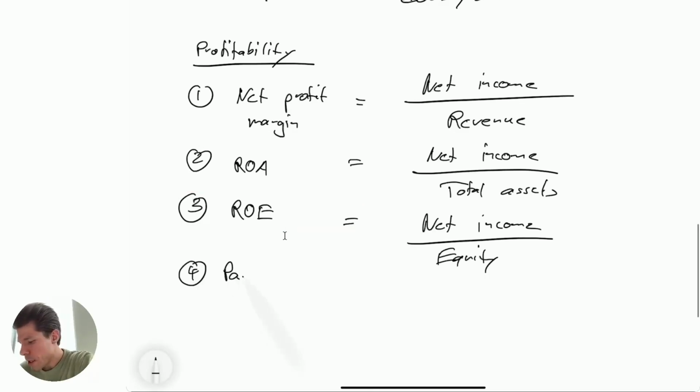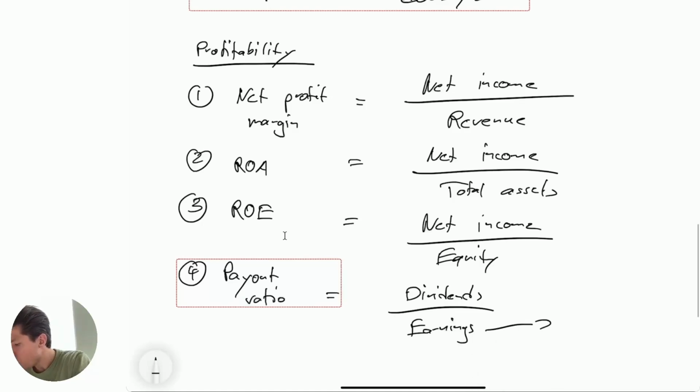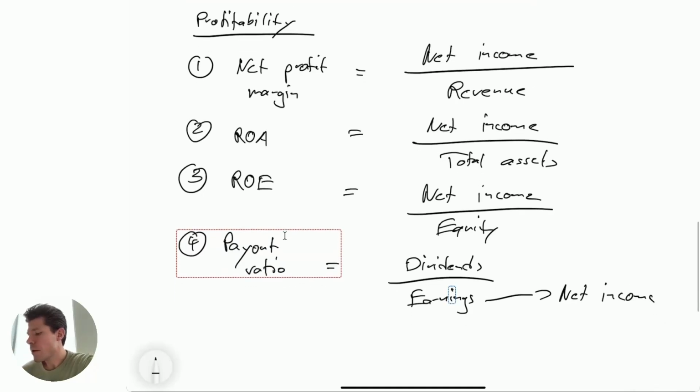Payout ratio is another one. Earnings, earnings or net income is the same. Payout ratio based on your net income, bottom line, how much you pay out and how much you retain.